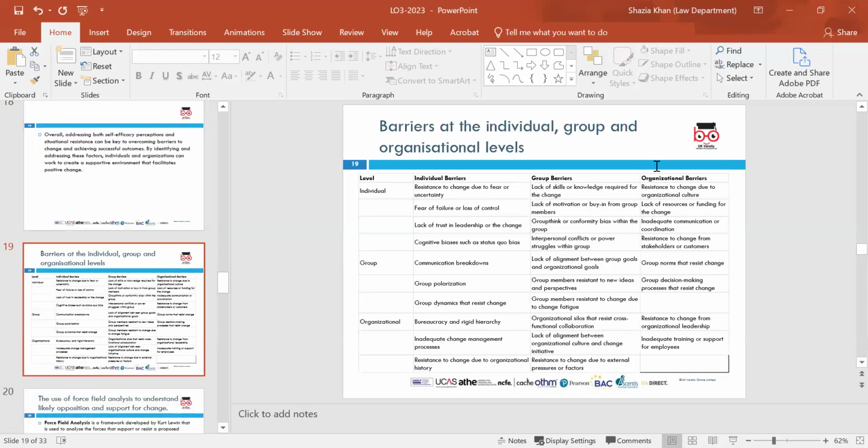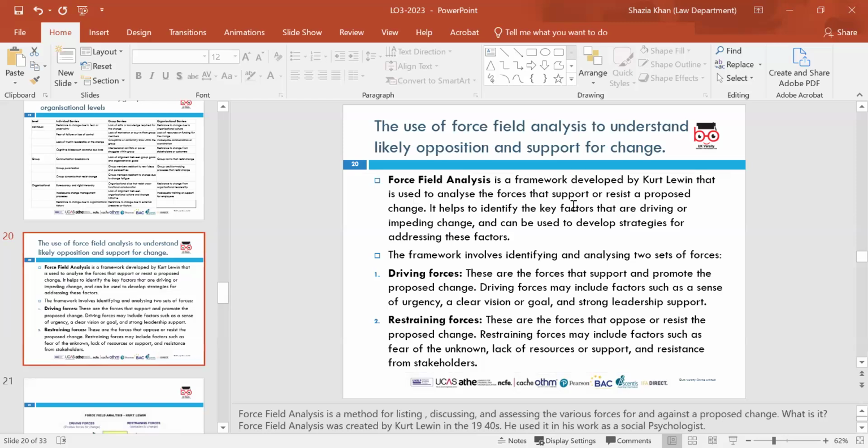So barriers at individual level, group level or organizational level. So you've got the individual level, which we looked at: individual resistance to change due to fear of uncertainty, group barriers and organizational barriers. And this looks at the individual barriers, group barriers and organizational barriers that you can have a look at in your own time in this diagram, because it's quite helpful to identify barriers when it comes to doing your assignment. And there are other barriers that can play a part, any barriers that play a big impact on an organization?